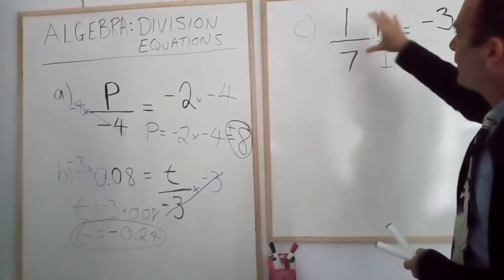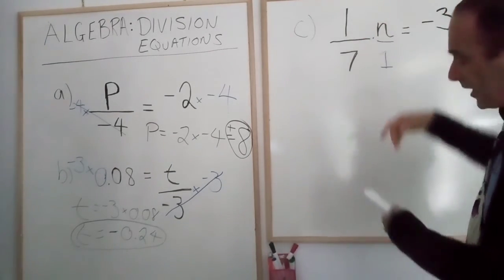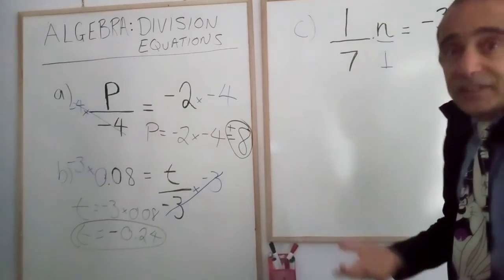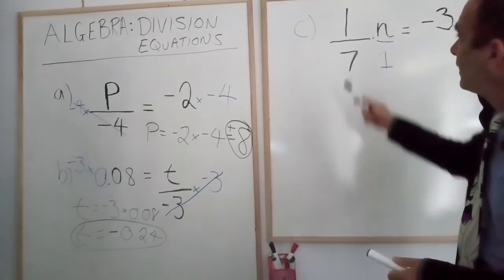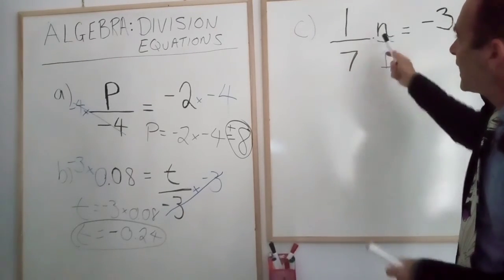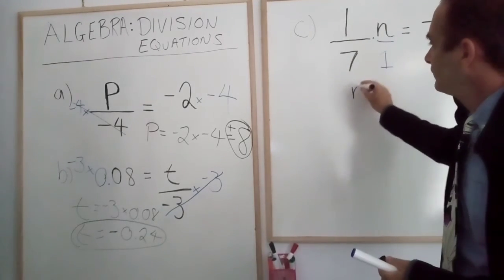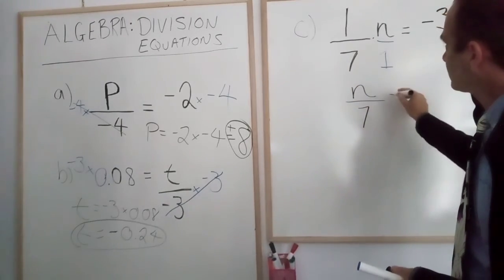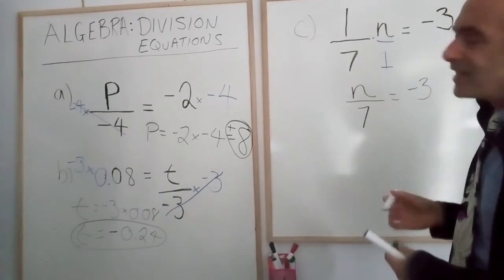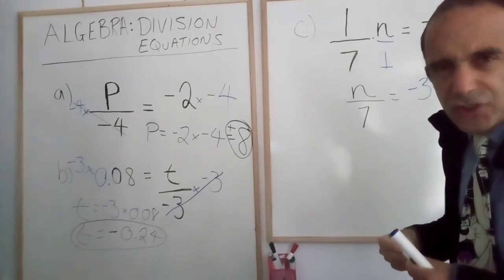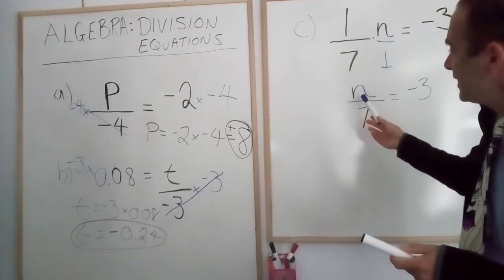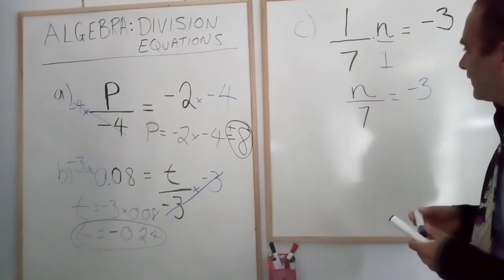But we have 1/7 times n over 1. So to determine what this means, we're going to take 1 times n, and that gives us n. And 7 times 1 gives you 7. So once I've done that, this weird-looking question becomes a normal division question. n divided by 7 equals -3.